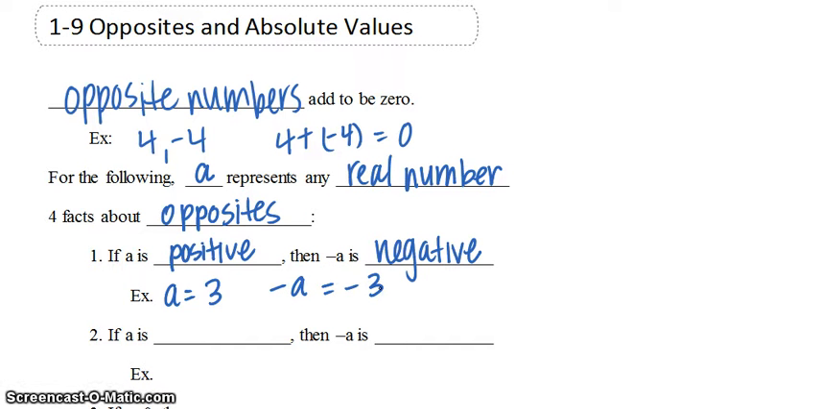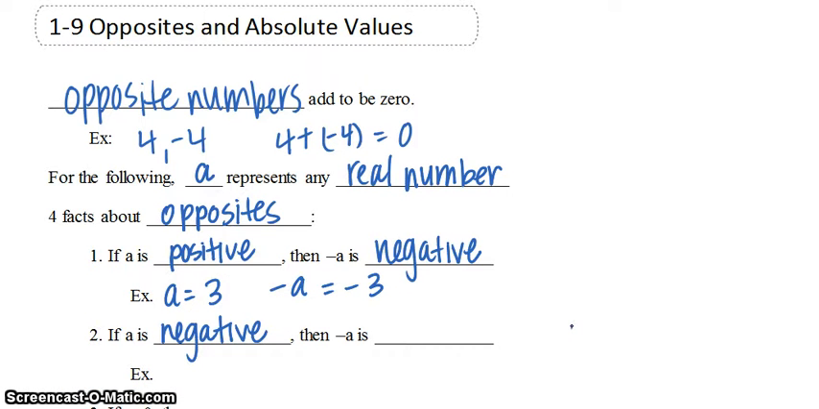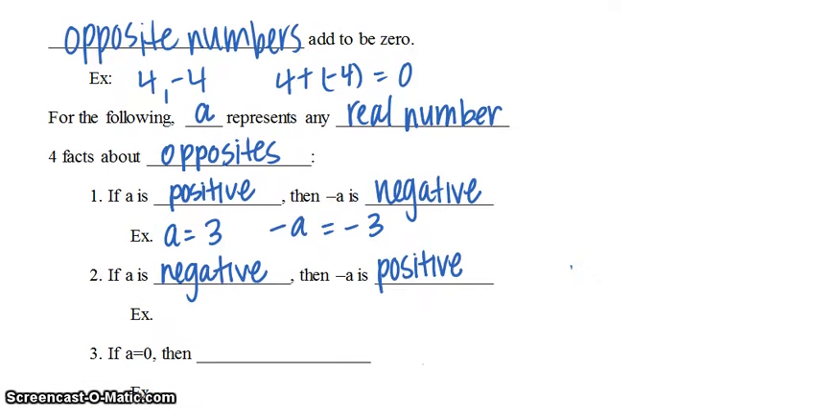Okay, so now if A is negative, you gotta think in your head, A is a variable, it represents a number. The number could be positive or negative. We just showed the positive situation, but it could be negative. Then negative A is positive. Although it sounds weird, it's basically saying that when you have that negative in front, it's the opposite of whatever A is. And since A is negative, then negative A has to be positive.